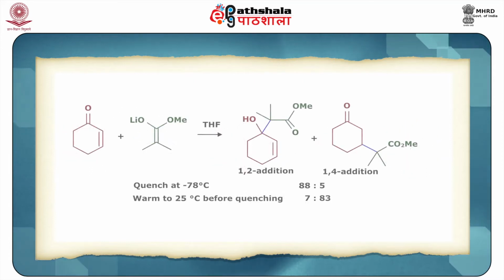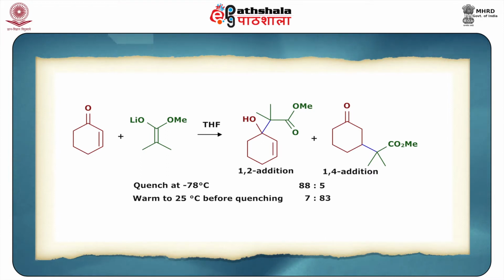Similarly, another case you can look at is this example where this cyclohexenone is reacting with this Michael acceptor, where the double bond is joined to OMe and OLi, which are facilitating this attack, and in the presence of THF there will be a combination of these, and you have this 1,2 addition product at minus 78 degrees, almost around 88% in yield, although the 1,4 addition product as shown here is only 5%.